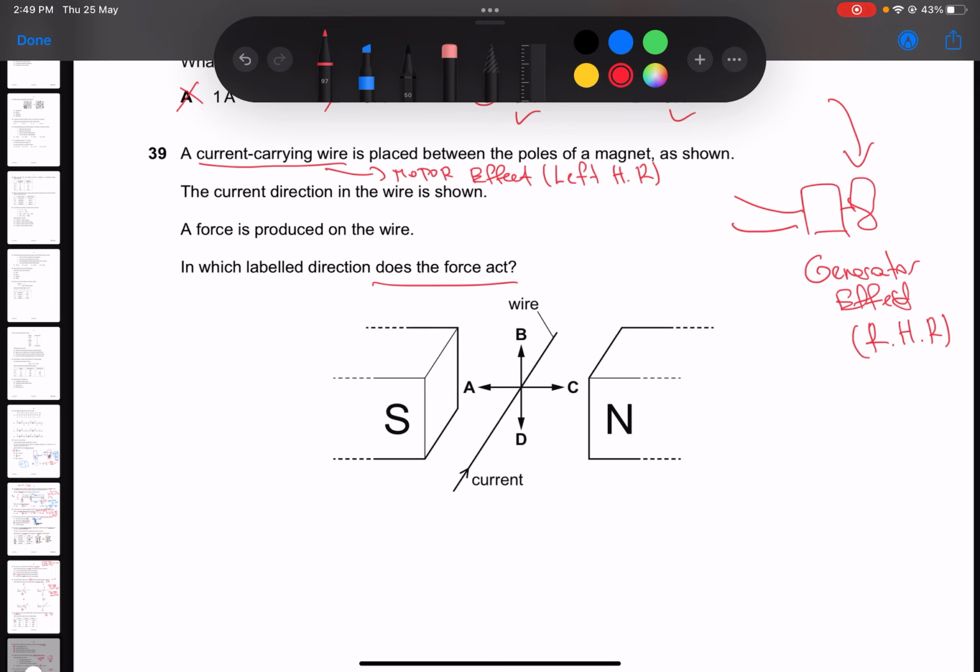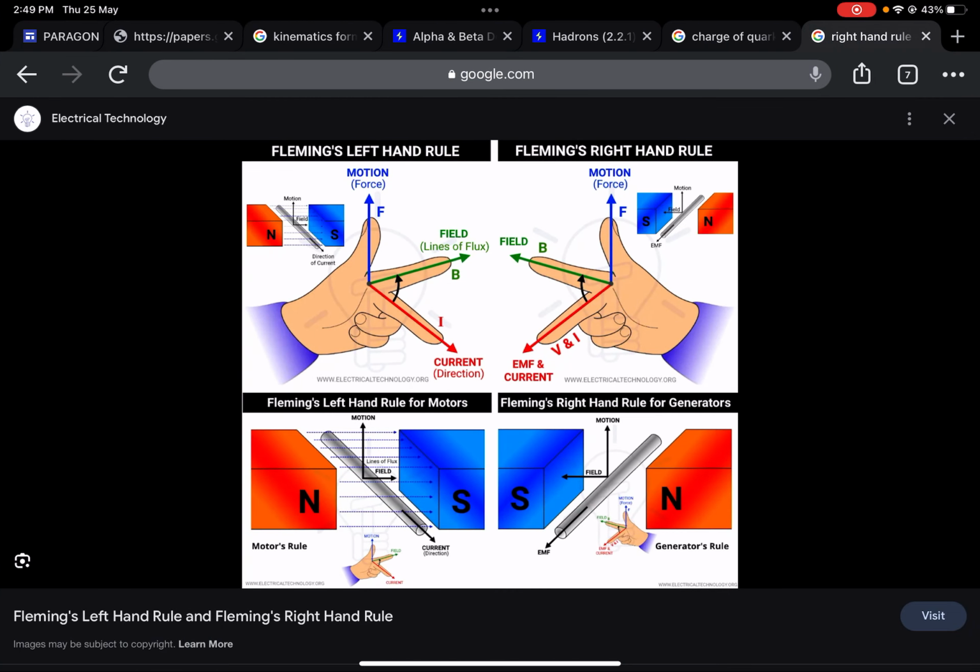But here it's saying current carrying wire. So it's motor effect, it's using electricity, it's already been produced. So we'll be using our left hand rule here, guys. All right, so how are we going to do this? Please make the left hand rule shape with your fingers, left side only. So make the same side.